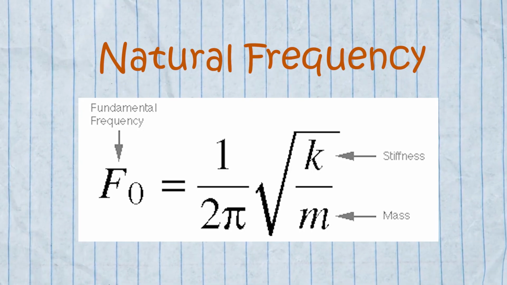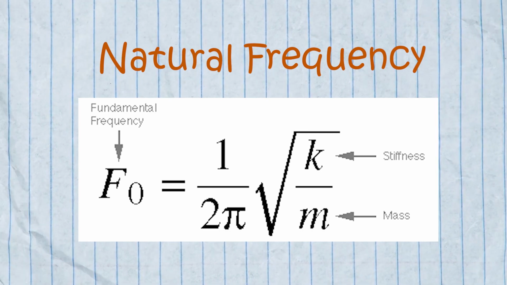The formula for natural frequency equals 1 over 2 pi times the square root of k over m, k being the stiffness, m being the mass.